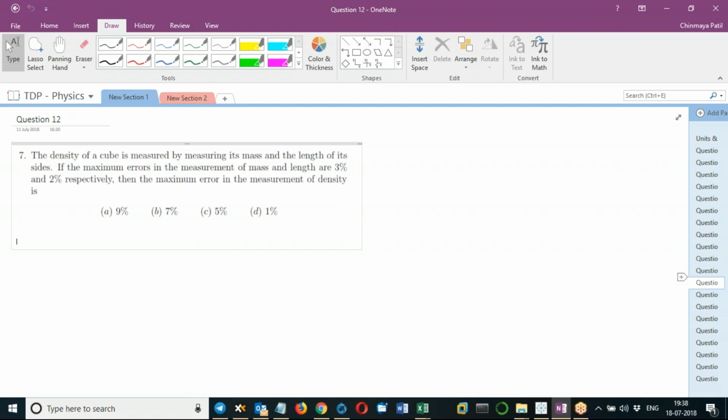Now, the maximum errors in the measurement of mass and length are 3% and 2% respectively. That means if we consider mass as m and length as l, then according to the question delta m by m into 100% is 3%, and delta L by L into 100% is 2%. What you need to find is the maximum error in the measurement of the density.